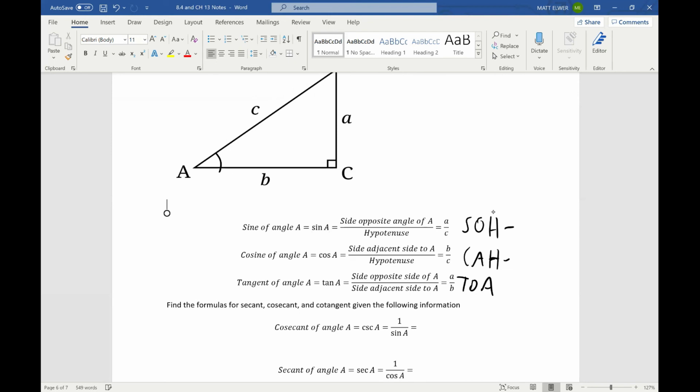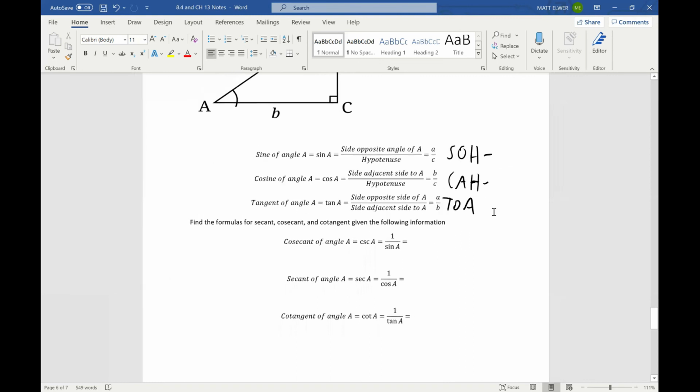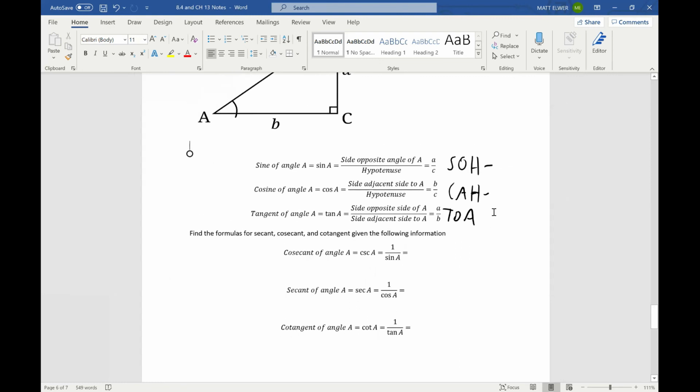So we want to find the other 3 formulas that we're missing: the cosecant, the secant, and the cotangent. All of those are just the reciprocals of sine, cosine, and tangent. They're not anything different than the 3 that we just learned. So I want to derive the formulas for these.